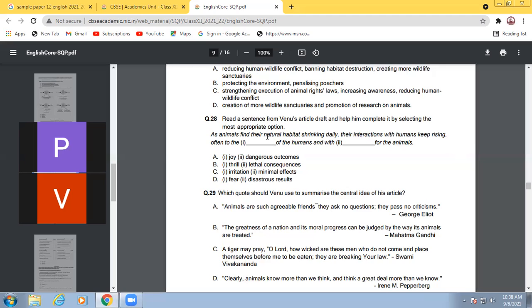Humans are not happy when animals come to our colonies. It's not just about irritation, it's fear as well. So, often to the fear of the humans and the detriment of the animals. Okay, so B option is correct. This was a very easy option. Joy and pain are in no way possible, and irritation is something which is caused when somebody is cracking jokes.